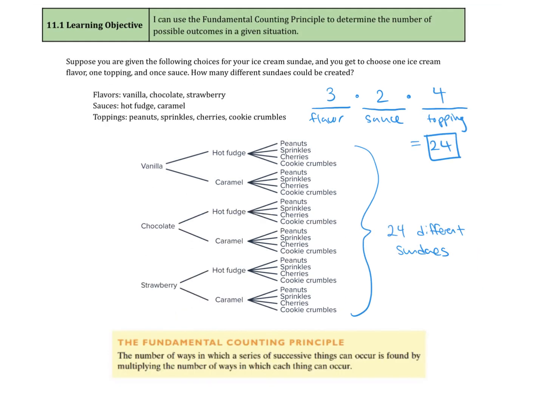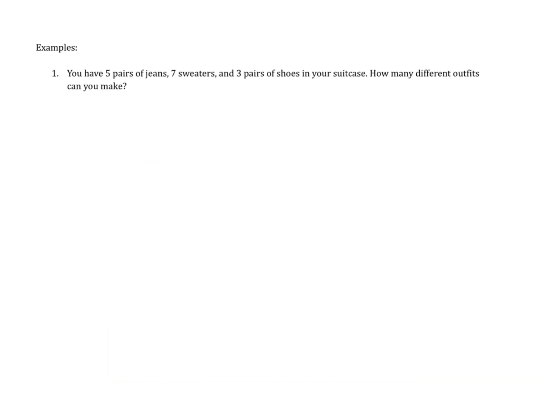Which leads us to the fundamental counting principle, which says that the number of ways in which a series of successive things can occur is found by multiplying the number of ways in which each thing can occur. Let's take a look at some examples.